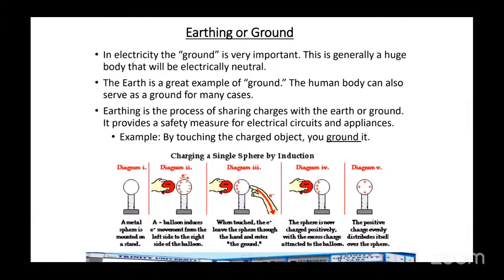Now, earthing and grounding. In electricity, the ground is very important. This is generally a huge body that will be electrically neutral. So the earth is a great example of ground. The human body can also serve as a ground in many cases. Earthing is the process of sharing charges with the earth or ground. It provides a safety measure for electrical circuits and appliances.